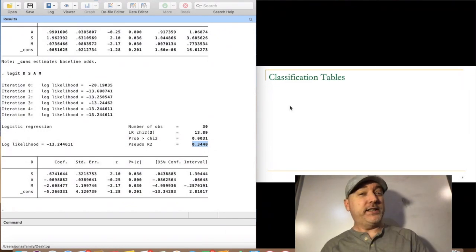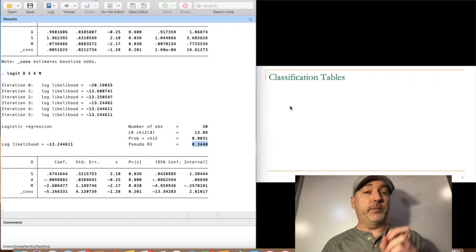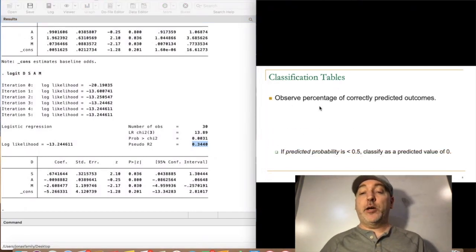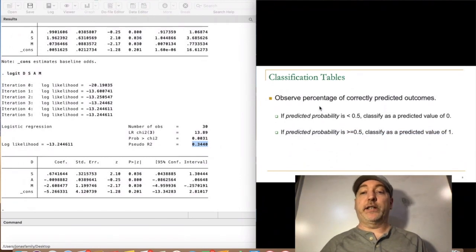If our model predicted that an individual was going to participate in the labor force and they actually did, that's going to be a correct prediction. If our model predicted that they wouldn't and they actually didn't, that's also correct. Okay. So that's what a classification table does. Just gives us the percentage of correctly predicted outcomes.